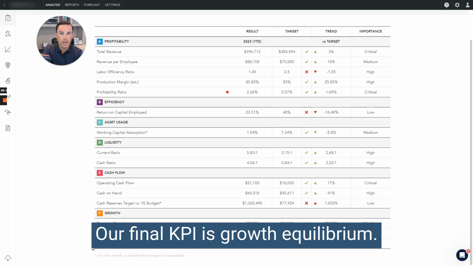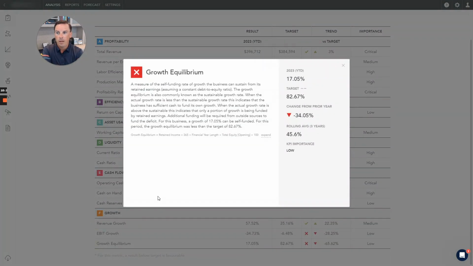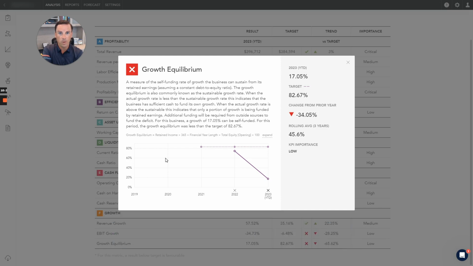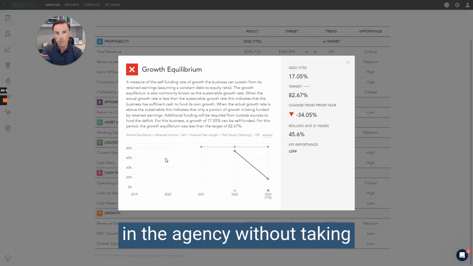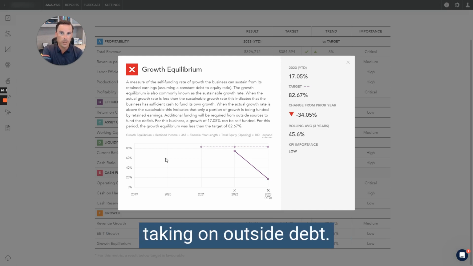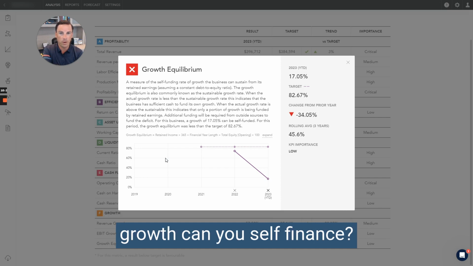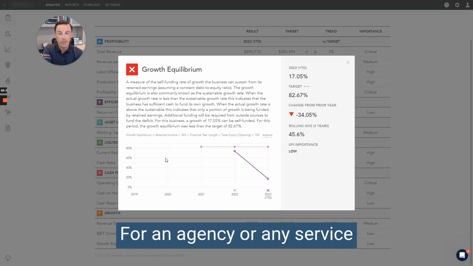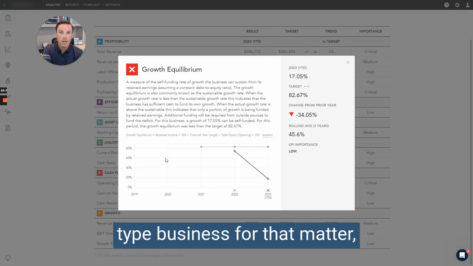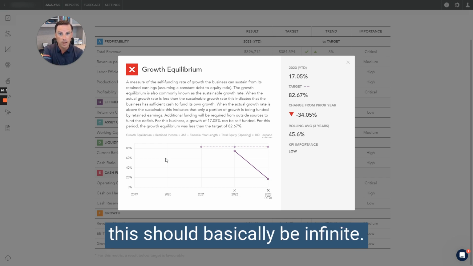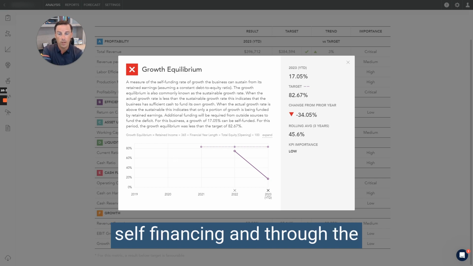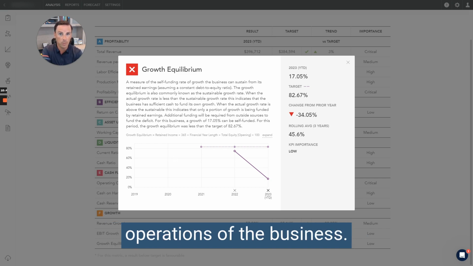Our final KPI is growth equilibrium. This is a measure of how much growth you can finance in the agency without taking on outside investment, without taking on outside debt. So how much of the agency growth can you self-finance? Super important metric. For an agency or any service type business for that matter, this should basically be infinite. You should be able to finance all of your growth through self-financing and through the operations of the business.